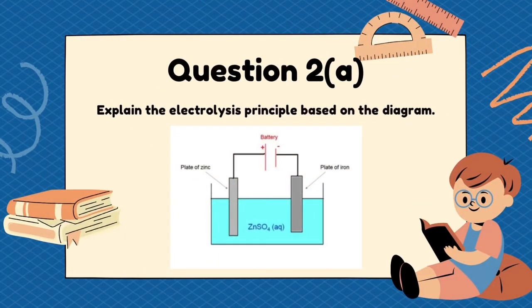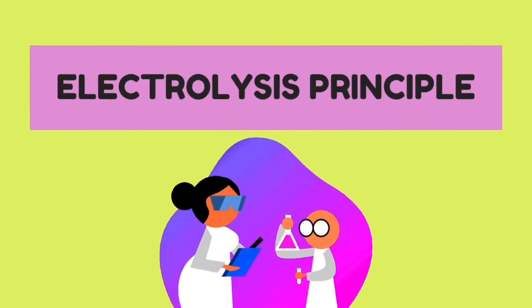Hello, my name is Ian Glenn Elarum Florence, matrix number U210138, and I will explore the mystery of question 2a, which is: explain the electrolysis principle based on the diagram. But before that, let's begin with the electrolysis principle.